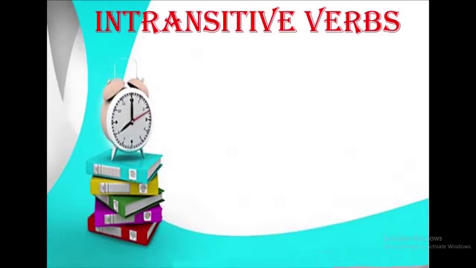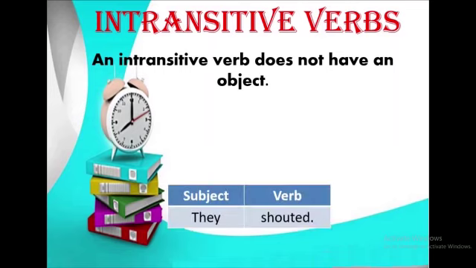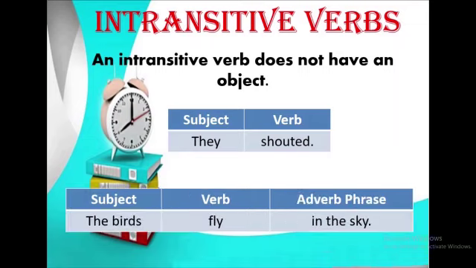Now we'll discuss what is an intransitive verb. An intransitive verb does not have an object. First example is, they shouted. So this is a very simple sentence. This is conveying a complete sense without any sort of object. So this is an intransitive verb.